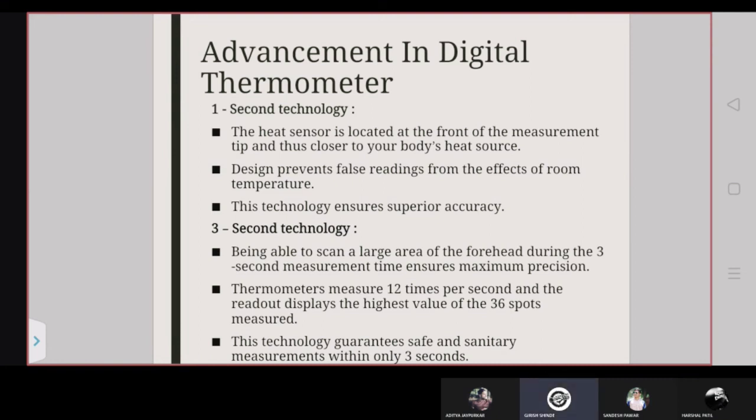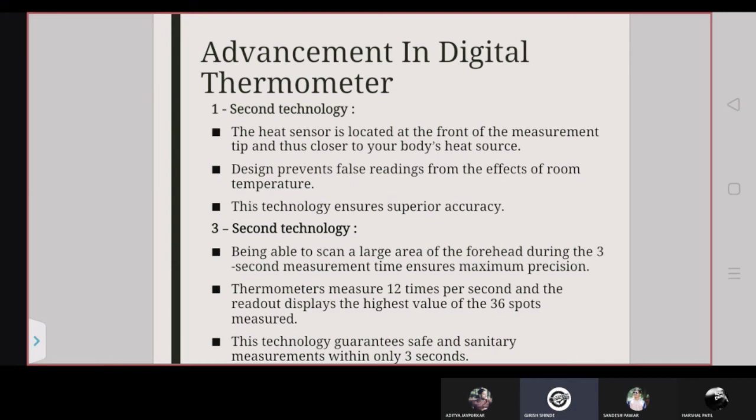Advancement in digital thermometer. First one is Secure technology. The heat sensor is located at the front of the measurement tip and thus closer to your body heat source. The design prevents false readings from the effects of room temperature. This technology ensures superior accuracy. Next one is Second technology.